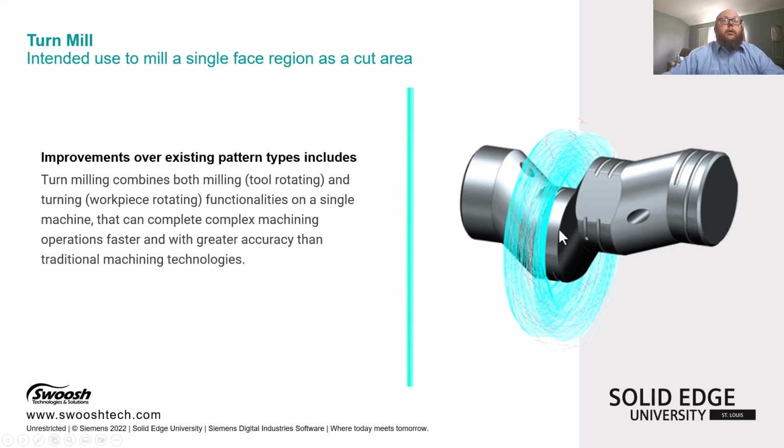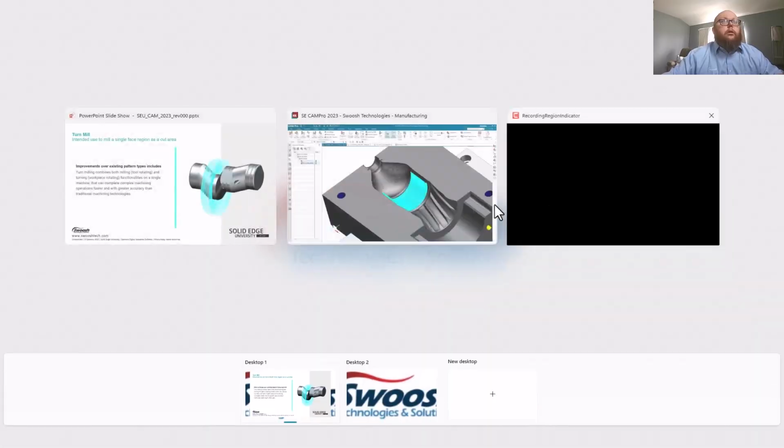But it's going to be beneficial in parts where you have offset cylindrical surfaces that are not along the center line, so you're not going to be able to necessarily use a turning tool to cut them in a traditional sense. And you can go ahead and use this new turn mill operation.